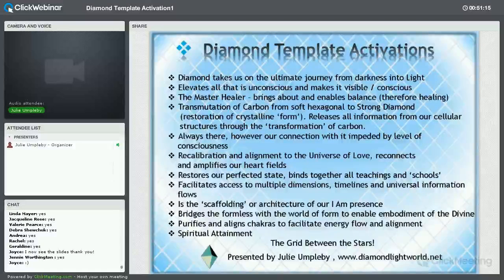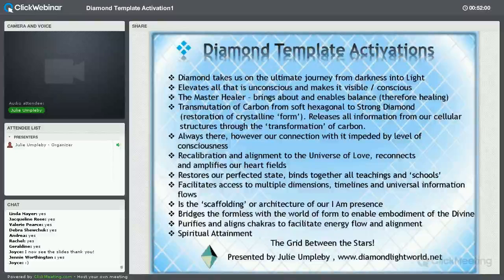So the diamond template is always there, but our connection with it is impeded by our level of consciousness. You may want to view these two forms of carbon as being analogous to different states of consciousness. The dark carbon, the softness of the graphite, represents the lower consciousness that exists within the shadows, the lower frequency, the lower vibrational aspect. Whereas the diamond reconnects us to a far higher frequency, to all of the higher frequencies of the divine level of consciousness. And through that, the inner transmutation actually takes place.